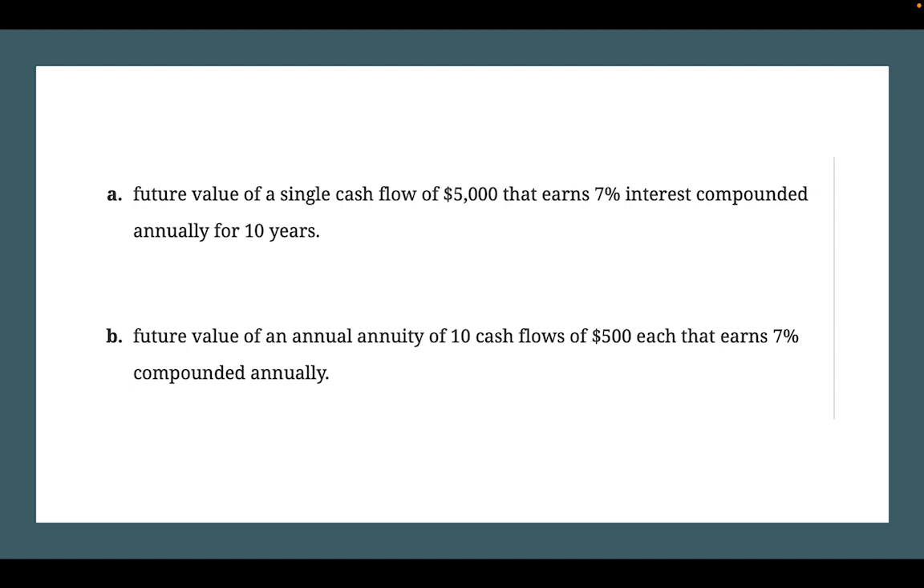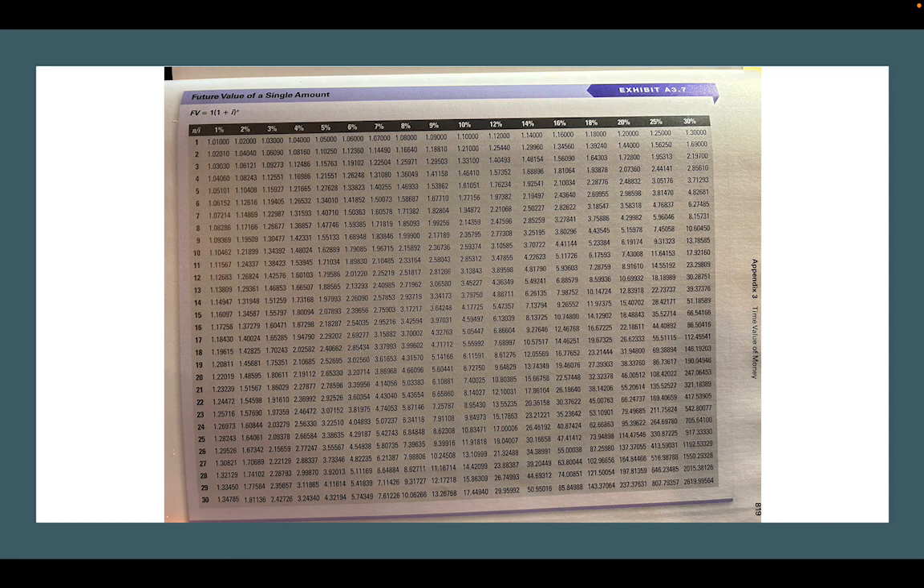We know the present value. The present value is $5,000, and it's a single cash flow, so it's a lump sum. And so we're just going to, what would it be? What would be the future value if we invested it for 10 years and that investment earned 7% interest? So we're going to need the future value of a single amount table, which I had uploaded in a previous class into the Blackboard content folder.